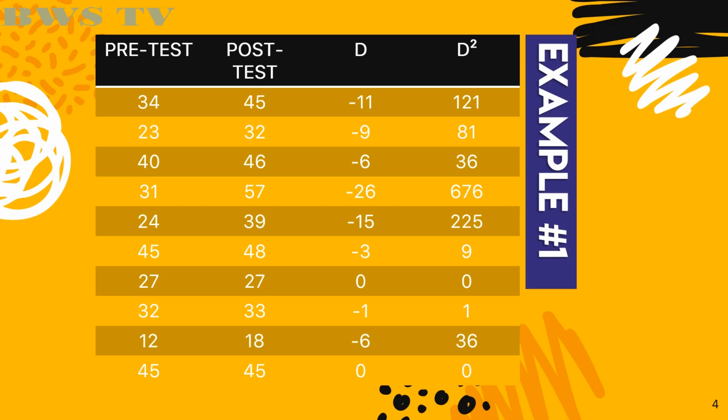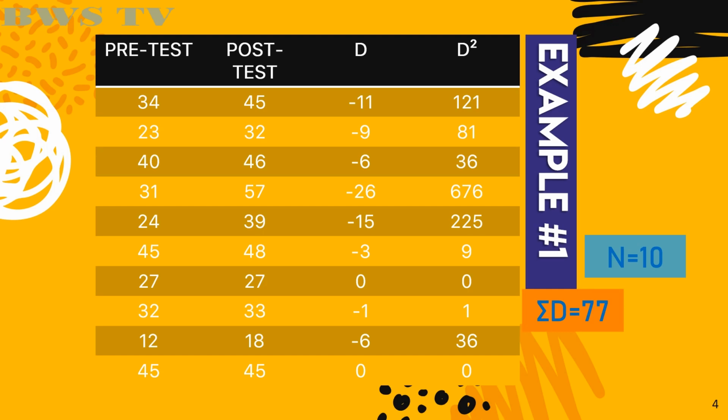And now, we have to find the n. The n is just easy. You just have to count how many observations there are. So we have 1, 2, 3, 4, 5, 6, 7, 8, 9, 10. We have 10. And now since we have the values of d, we can find the summation of d, which is a very simple step.